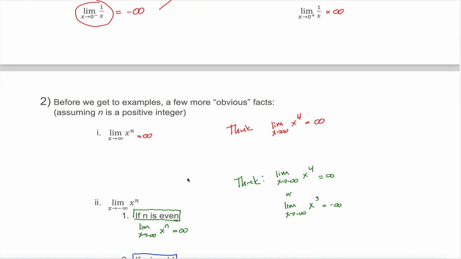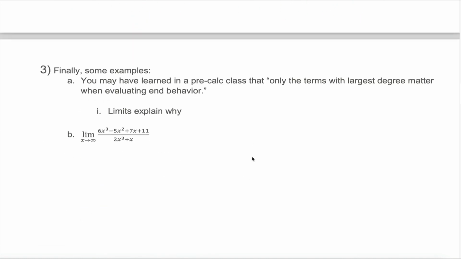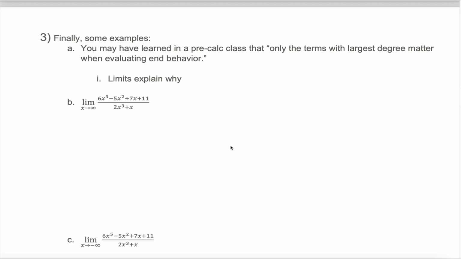infinities in the question. We saw several examples of that in the last video, and a lot of that knowledge will come into play in this video, but hopefully it'll be a little bit less theoretical than last time as we deal with more concrete examples. Suppose you were asked to evaluate the limit as x approaches infinity of 6x cubed minus 5x squared plus 7x plus 11 divided by 2x cubed plus x.